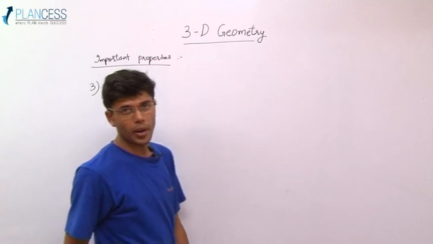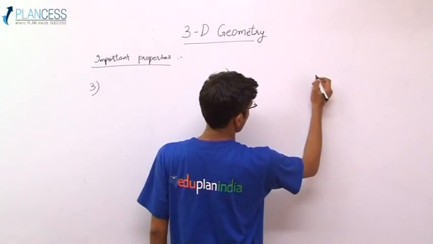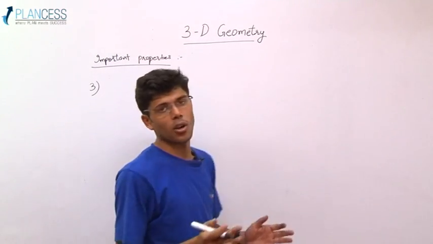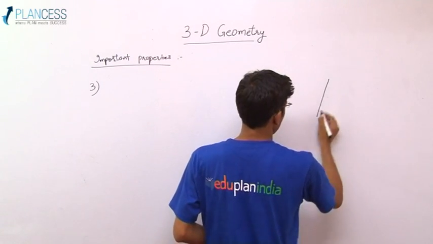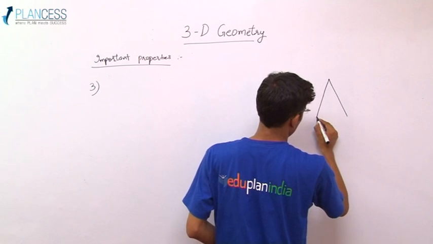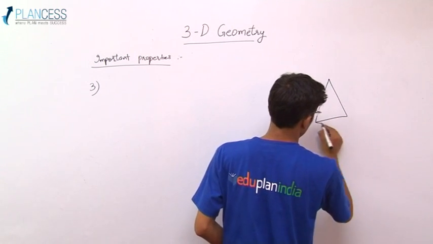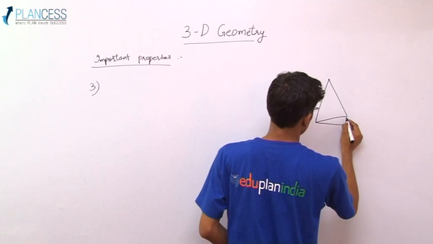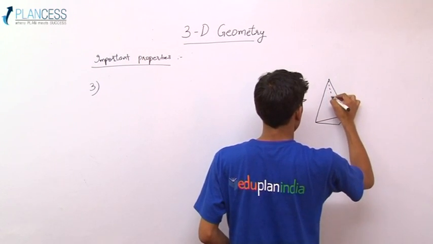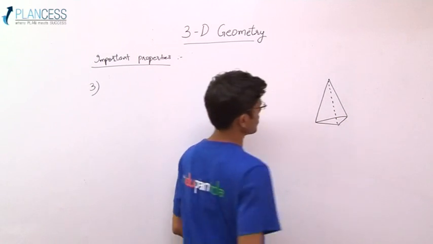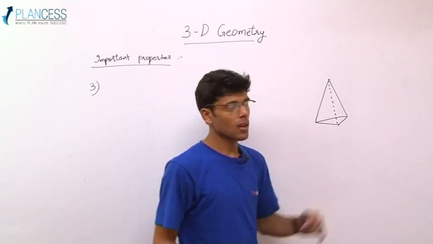We have already learned about the tetrahedron in vectors. I'll once again repeat: a tetrahedron is a solid object that consists of 4 triangular faces. This is basically a tetrahedron with 4 triangles.